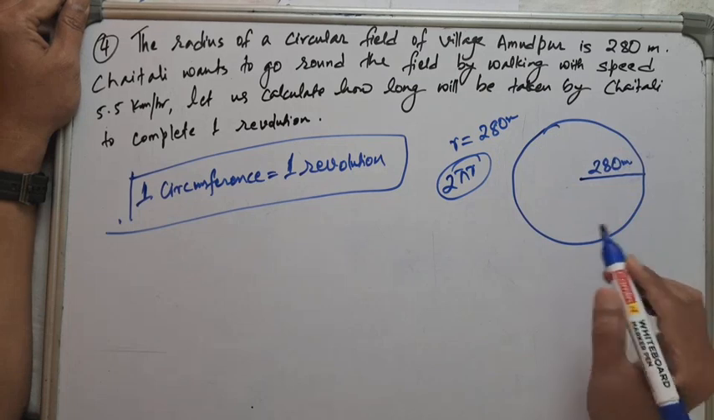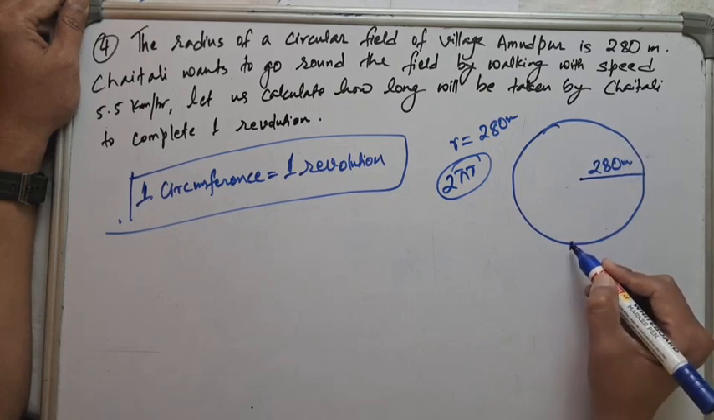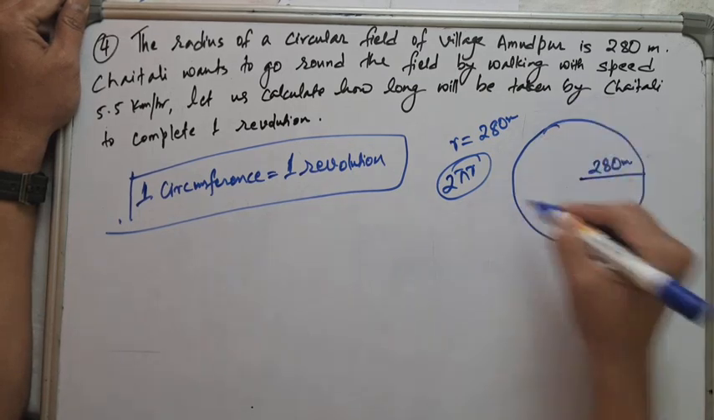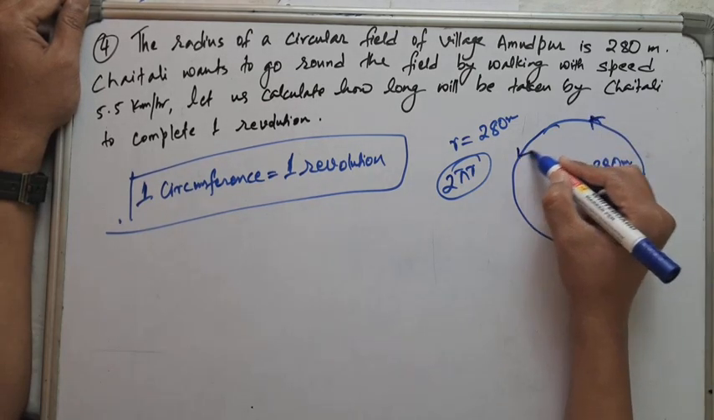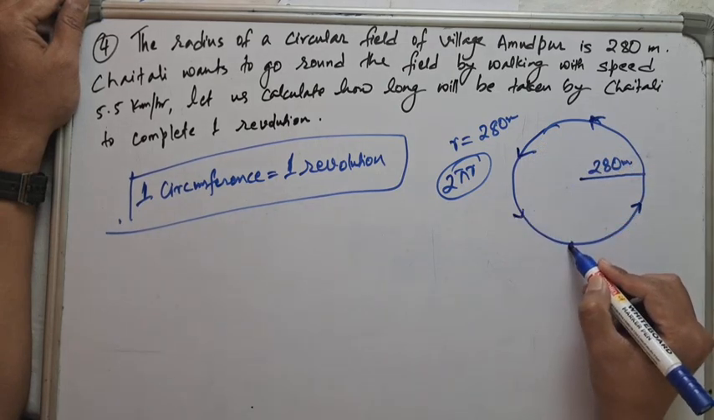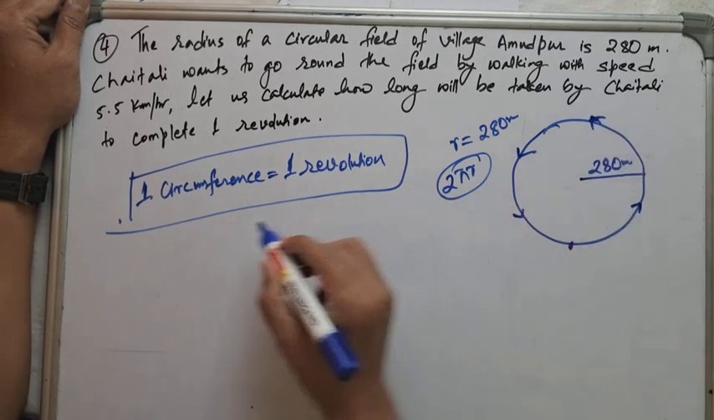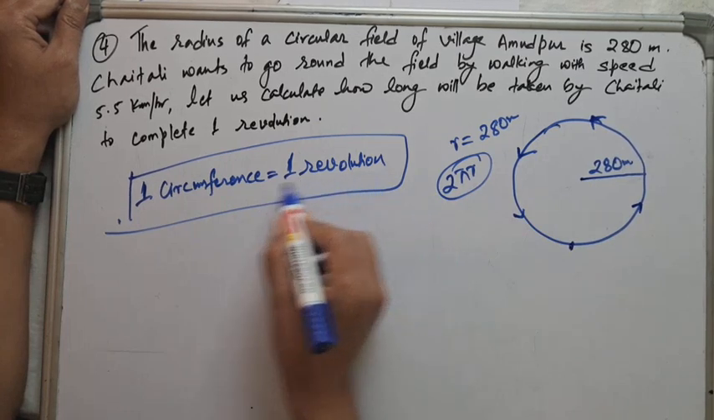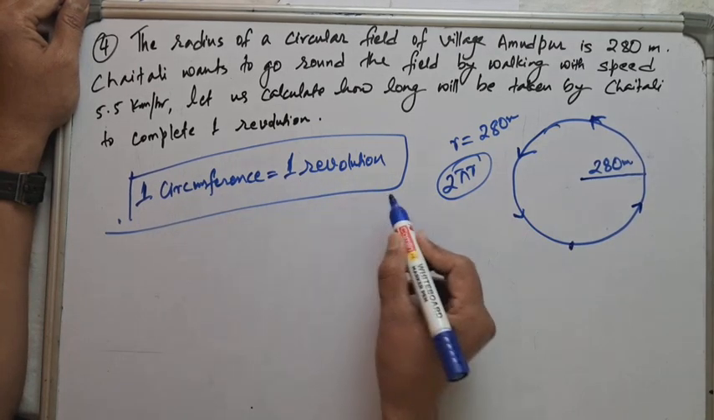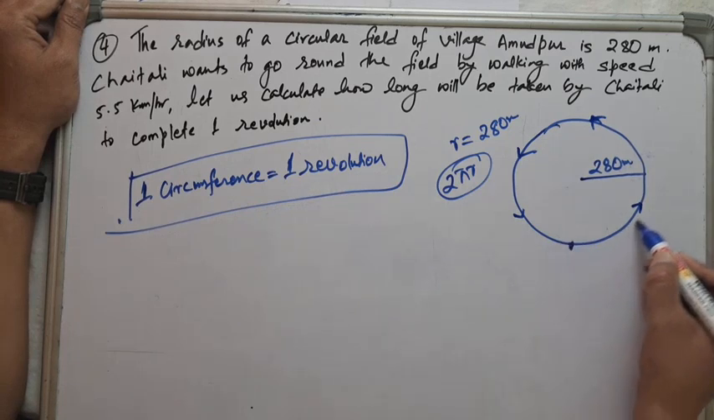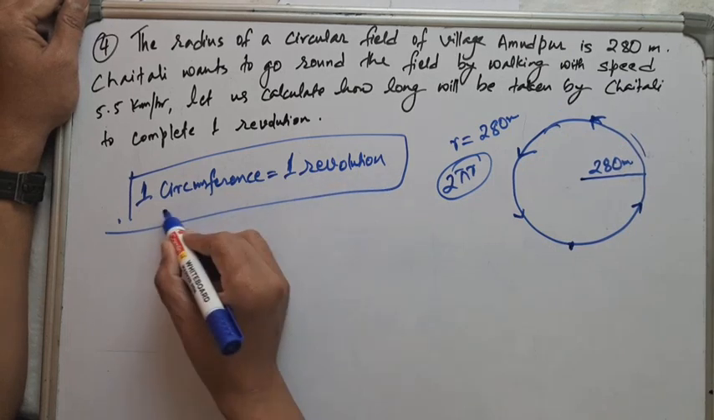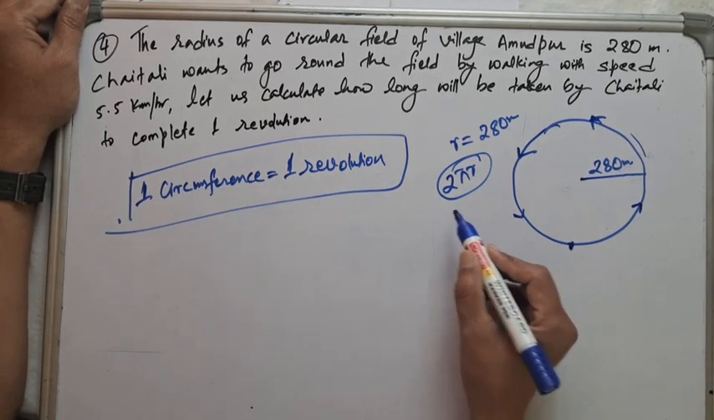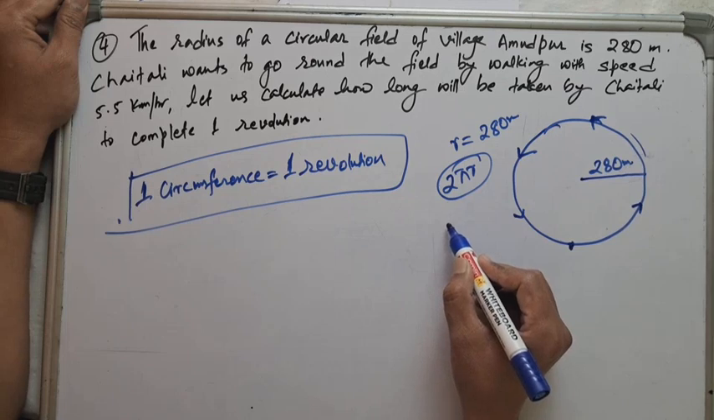Now if Chaitali walks from this position around the field and comes back to the same position, which means she completes one revolution. One revolution means one circumference. So circumference means the distance, so we got the distance.